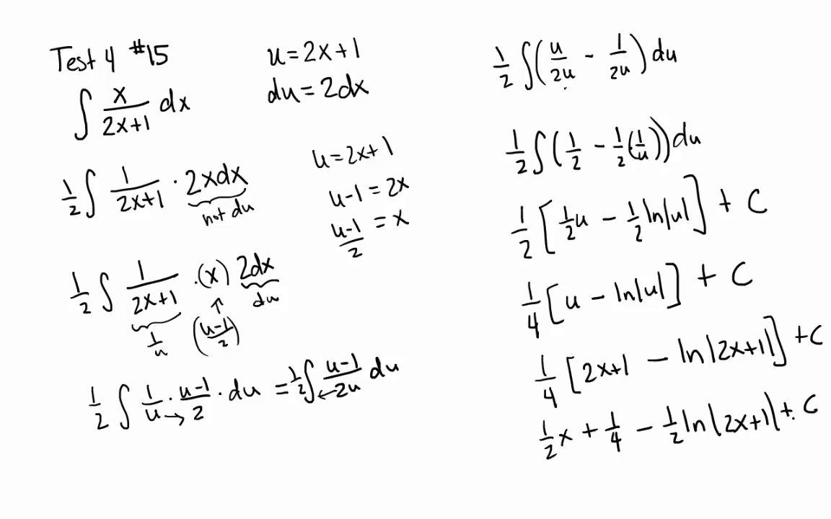What is this c? The c is any constant you want, right? The answer the calculator gave was 1/2 x minus 1/2 natural log absolute value of 2x plus 1 plus c. Why are these the same thing? The c incorporates the 1/4. Okay, the only reason you ended up with that 1/4 is because of the methods that you used.